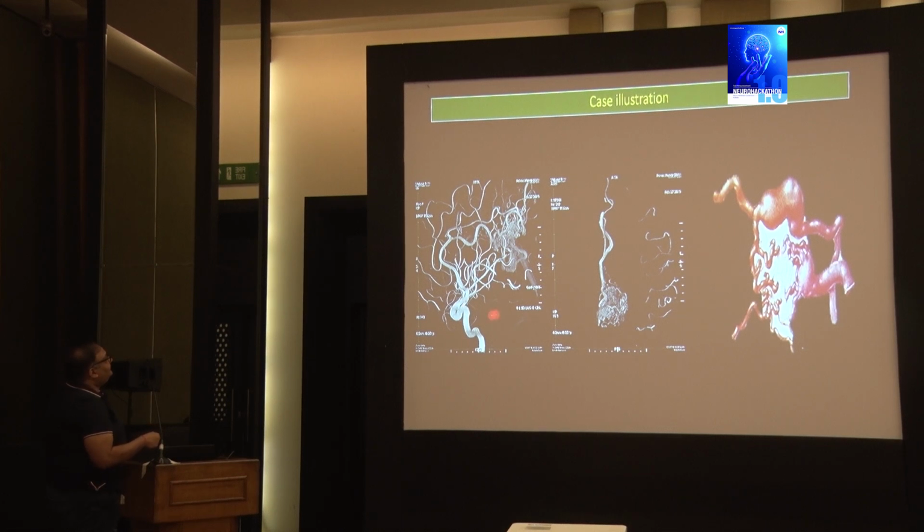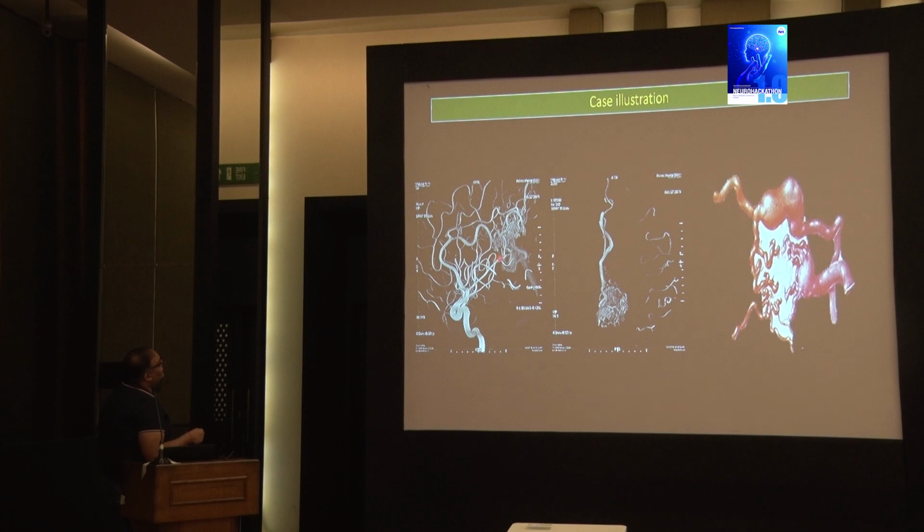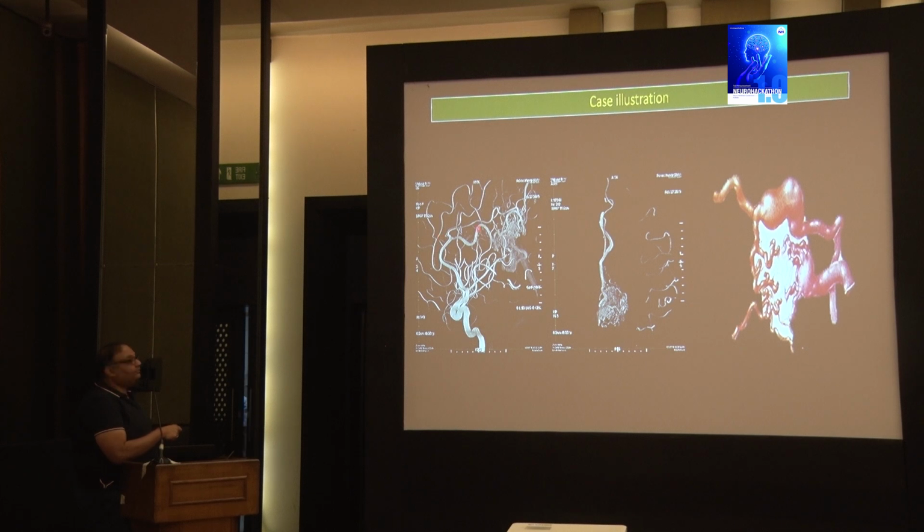An AVM, this is an AVM which was supplied by the callosomarginal artery and the pericallosal artery predominantly. The moment you see an AVM and you see that the feeding arteries have two different diameters, this may mean one of two things. It may mean that the smaller diameter artery has been recruited later, or this may also mean that the larger diameter artery is harboring predominantly fistulous connections in its territory.